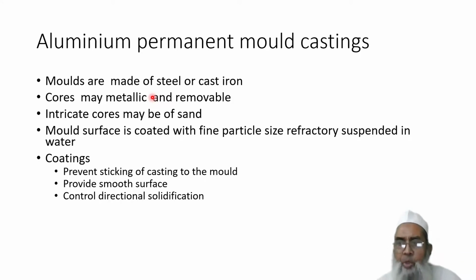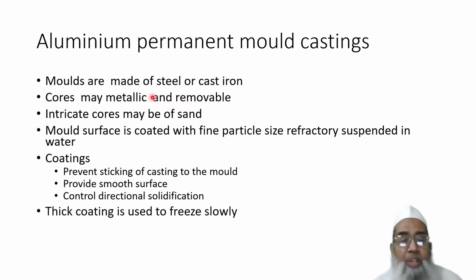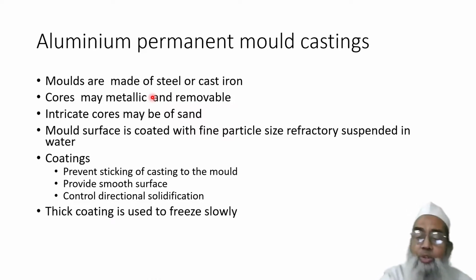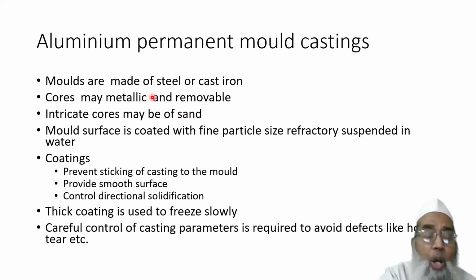Suppose we want to delay solidification at a particular location, we can increase the thickness of the refractory material, because it is also non-conductive, and we can delay the solidification at that particular location. And therefore thick coating is used to freeze slowly. Careful control of casting parameters is required to avoid defects like hot tears.